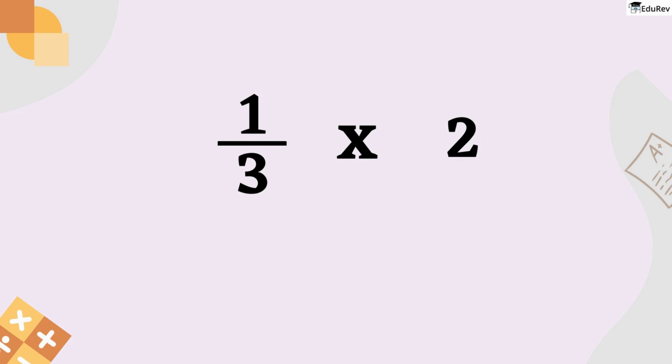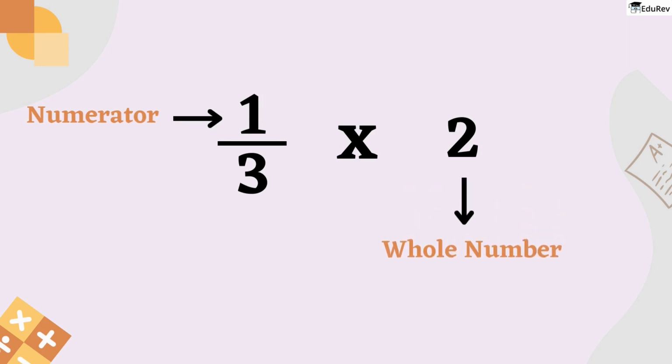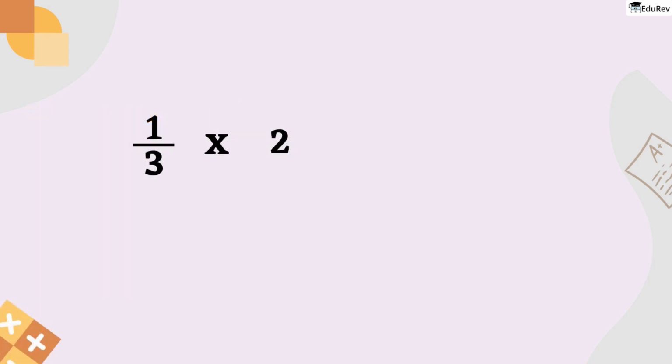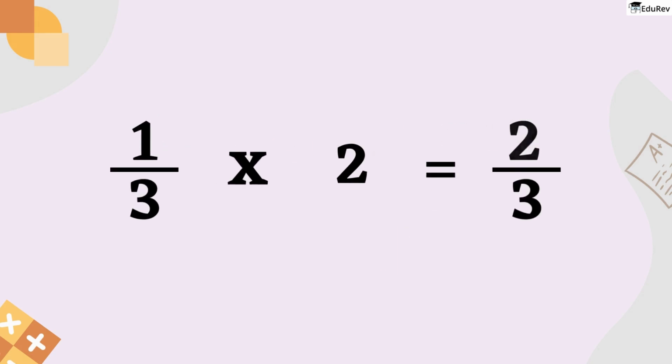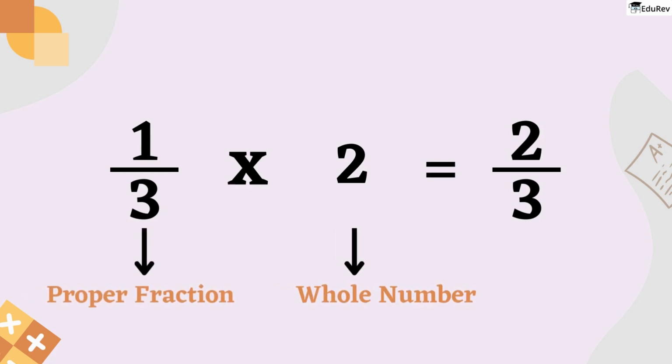When we multiply a fraction with a whole number, we simply multiply the numerator of the fraction by the whole number. The denominator remains the same. So multiplying 1 by 3 with 2, we have 1 into 2 by 3, which is equal to 2 by 3. Now students, in this example, we multiplied a whole number with a proper fraction.